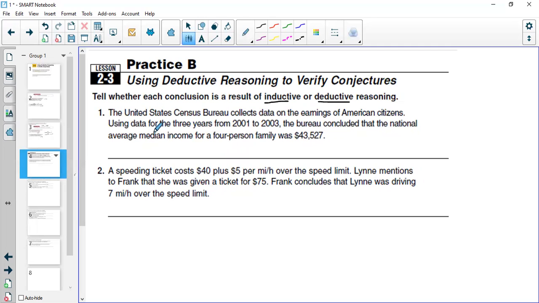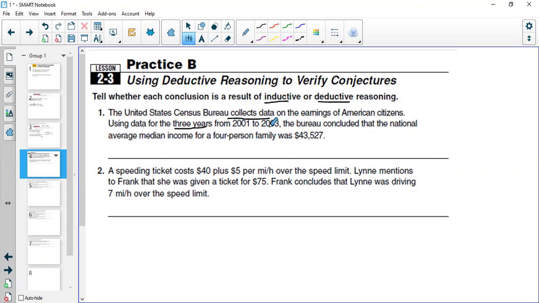Right, so the United States Bureau collects data on earnings of American citizens, using data for 3 years from 2001 to 2003. So they are collecting data, which means they are collecting information on the earnings of American citizens. They have collected data for 3 years. They're using the data and they concluded that the national average median income for a 4-person family was $43,527. So basically this question is telling you about data.